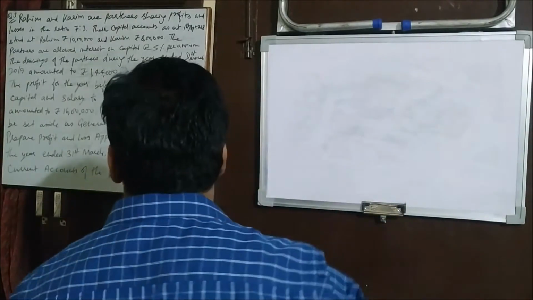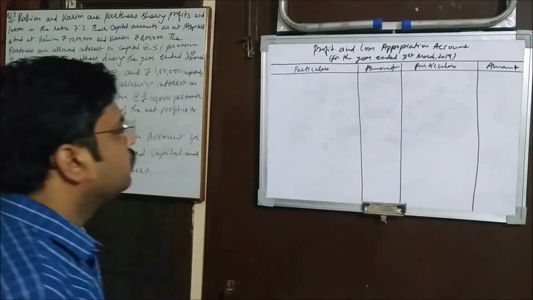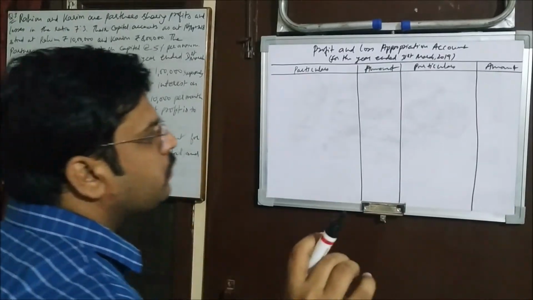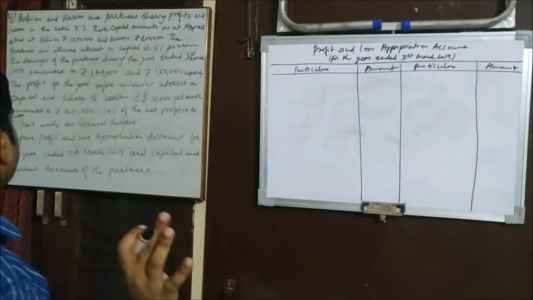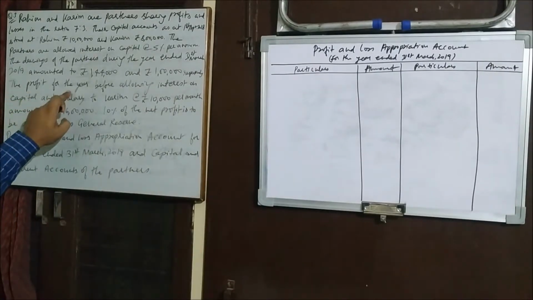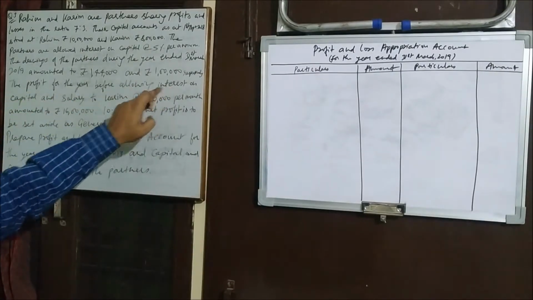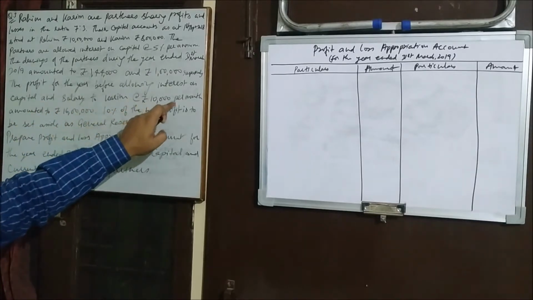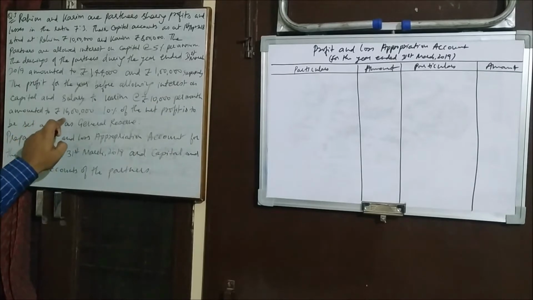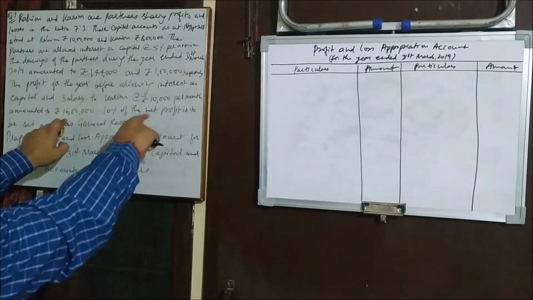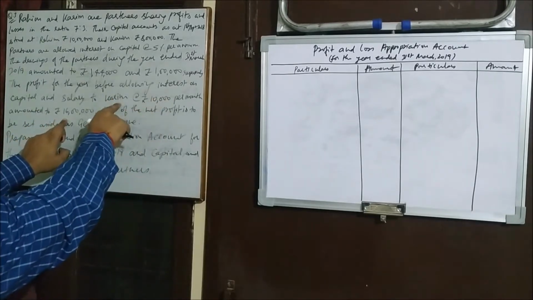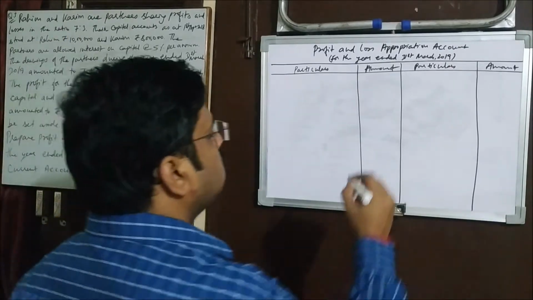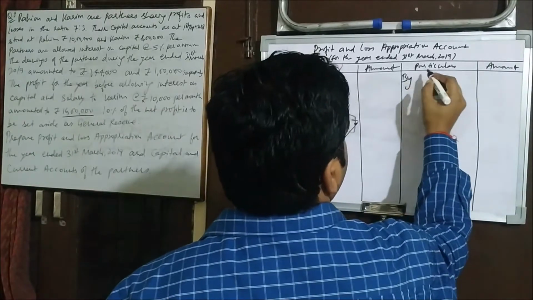Within a moment I just make a format of that. So this is the format. Now let's read from the beginning. Very first we need to pick the profit. So we'll see where the profit is given. The profit for the year before allowing interest on capital and salary to Karim at the rate of rupees 10,000 per month amounted to rupees 16 lakh. See, profit is not 10,000. That is the salary of his. So don't get confused. Profit is 16 lakh. All right, so we'll mention that 16 lakh here.